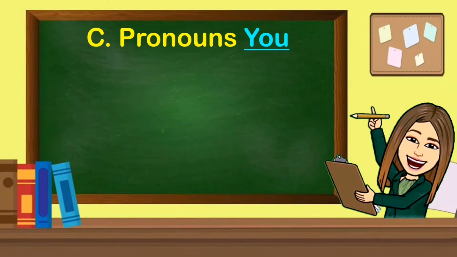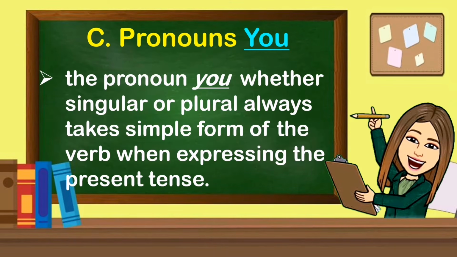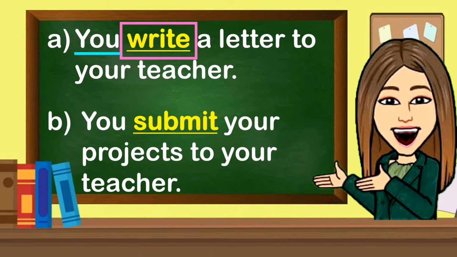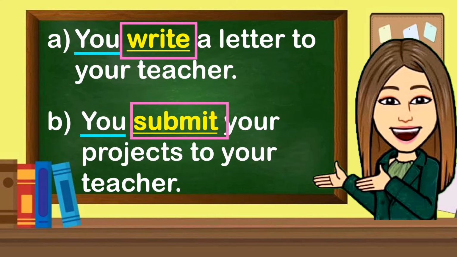Next rule, pronoun you. The pronoun you, whether singular or plural, always takes the simple form of the verb when expressing the present tense. Example, you write a letter to your teacher. The subject is you and the verb is write. Next example, you submit your projects to your teacher. The subject is you and the verb or the action word is submit.